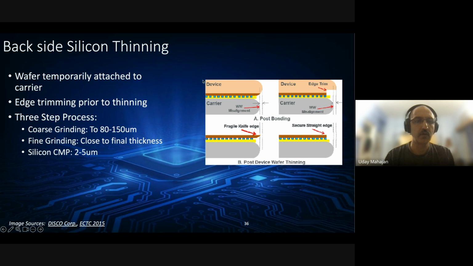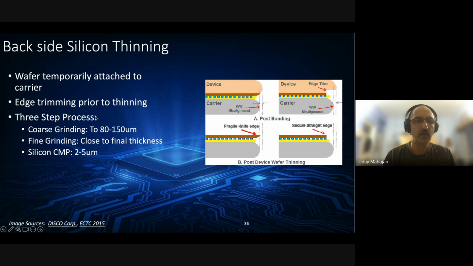trim, literally remove, a portion of the silicon on the edge of the wafer. And the reason you do that is if you grind without doing the trimming, you're left with a very, very fragile knife edge on the wafer after grinding, which is very prone to breakage and can severely damage the wafer. Whereas if you do edge trimming, because you've already removed a large portion of the silicon here, by the time you finish grinding, you have a flat straight line.